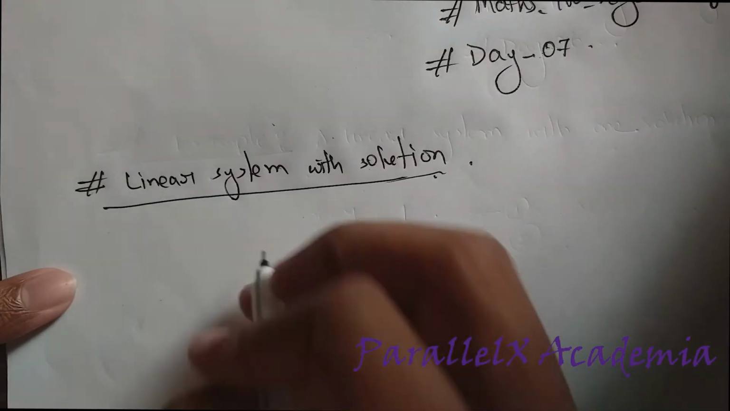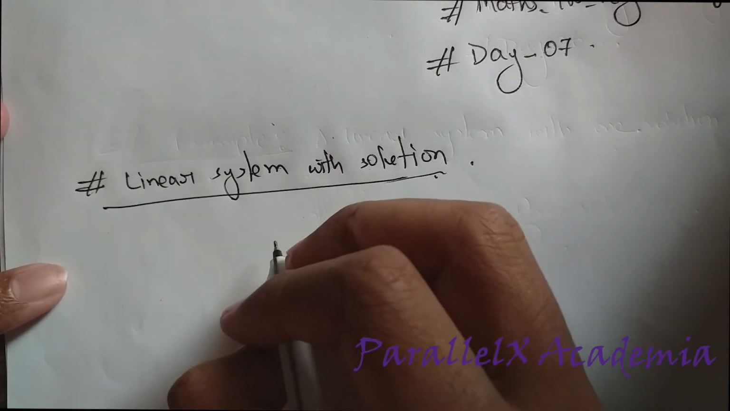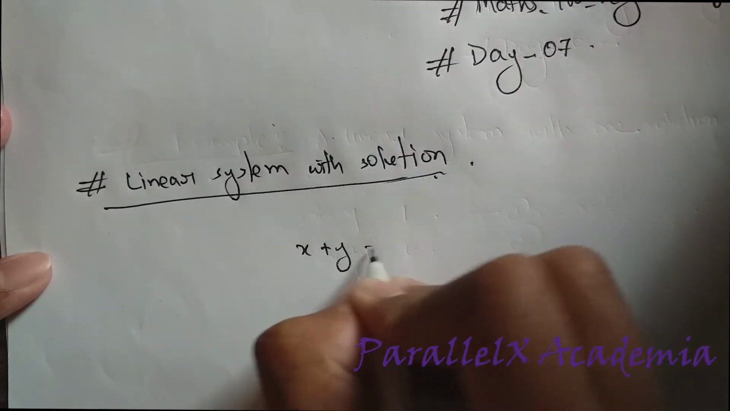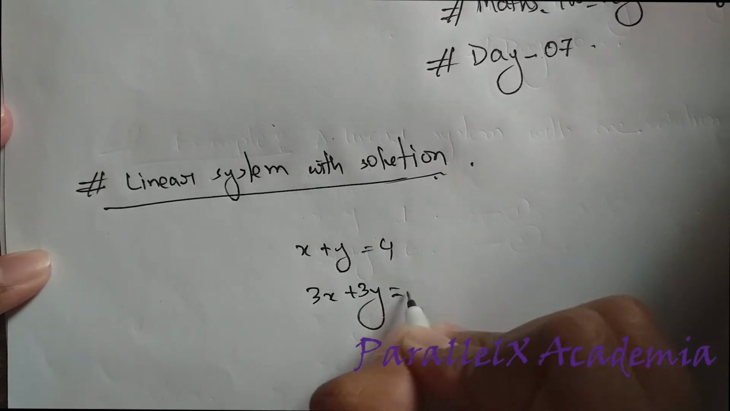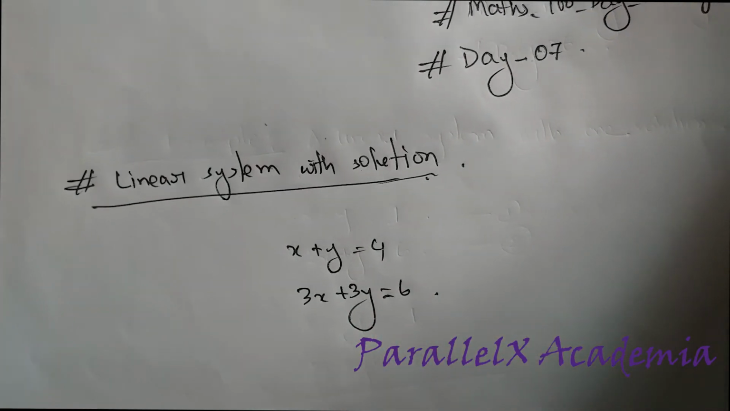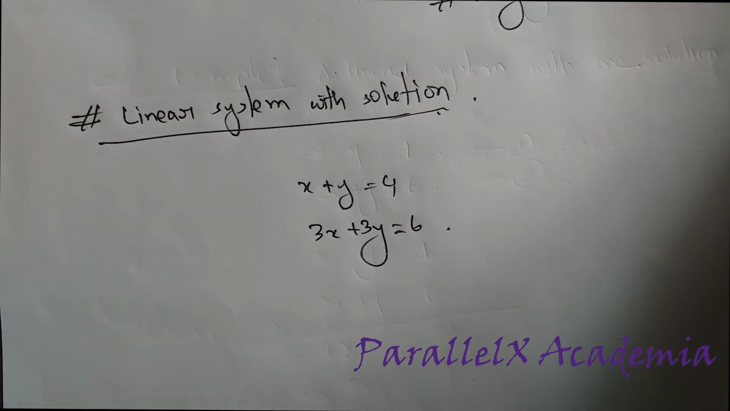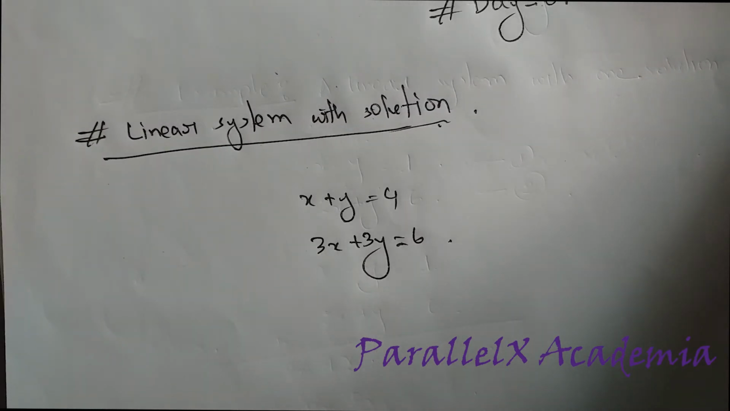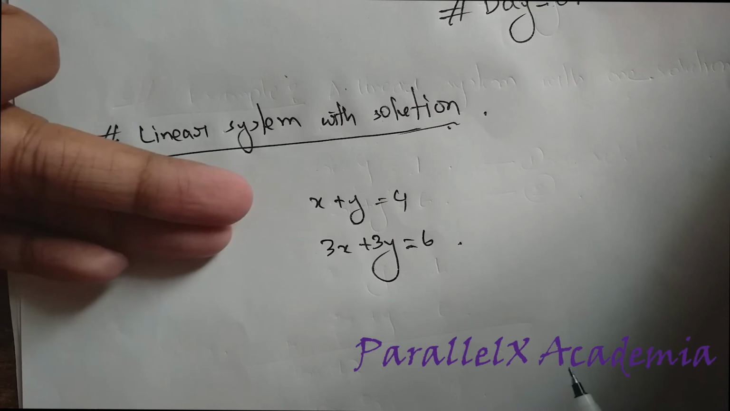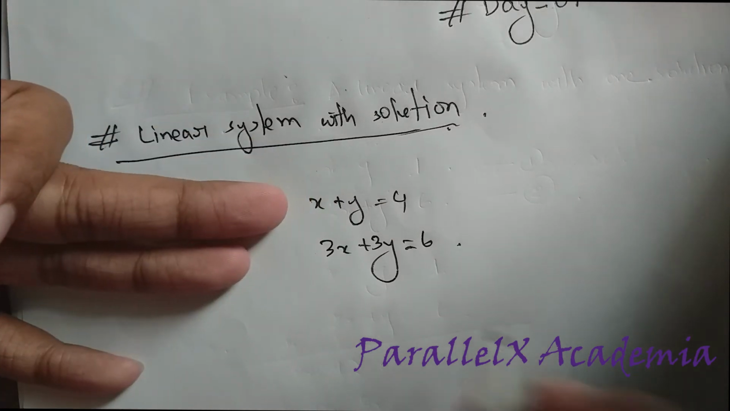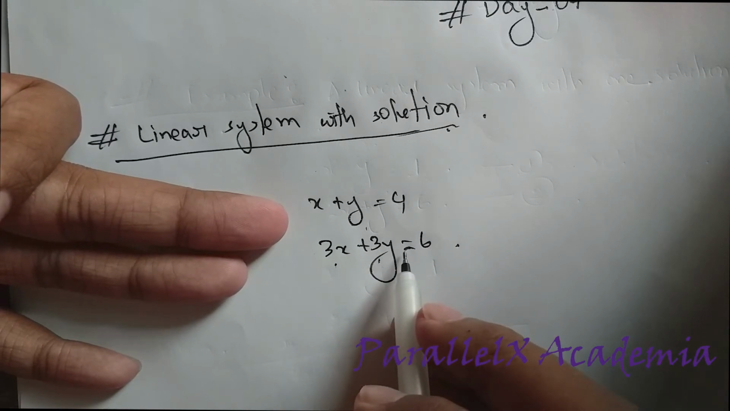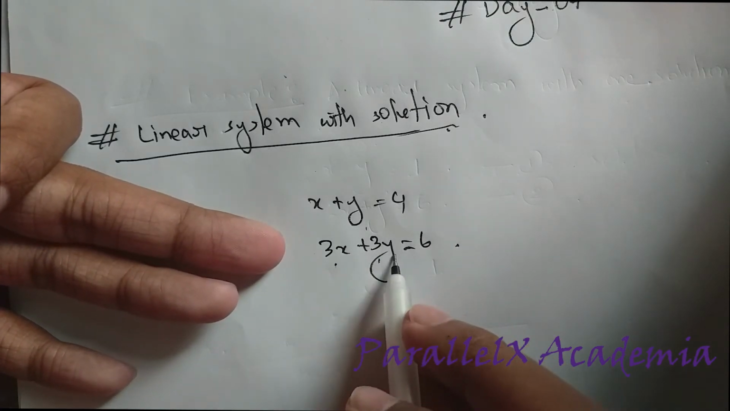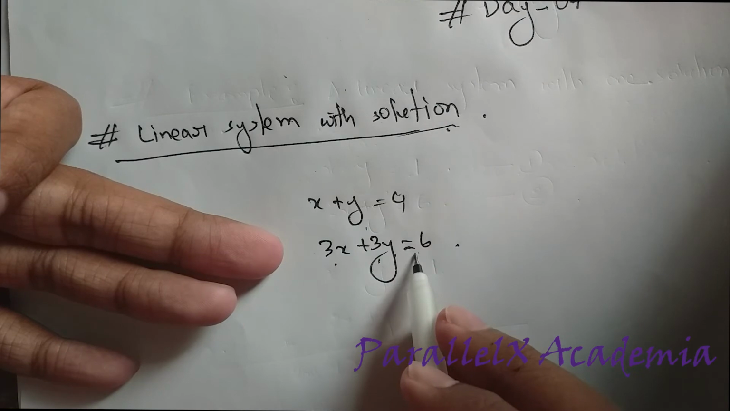So we have here two equations that make a linear system, that is x plus y equals 4 and 3x plus 3y equals 6. Alright? Now, as you can see, these two equations are quite similar, okay? Here is x, here is 3x, here is y, and here is 3y. So this is a multiple of 3, you can say that. But here is 4, but here is 6.